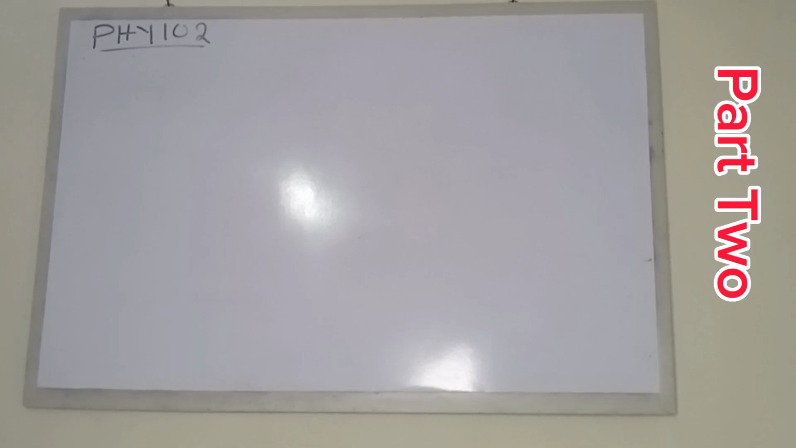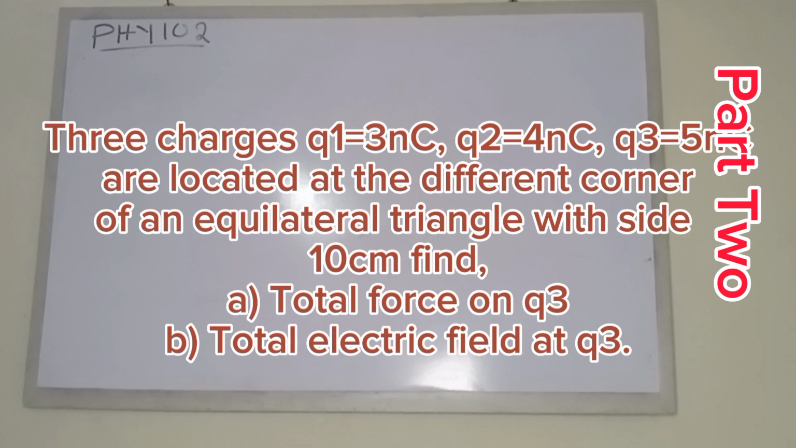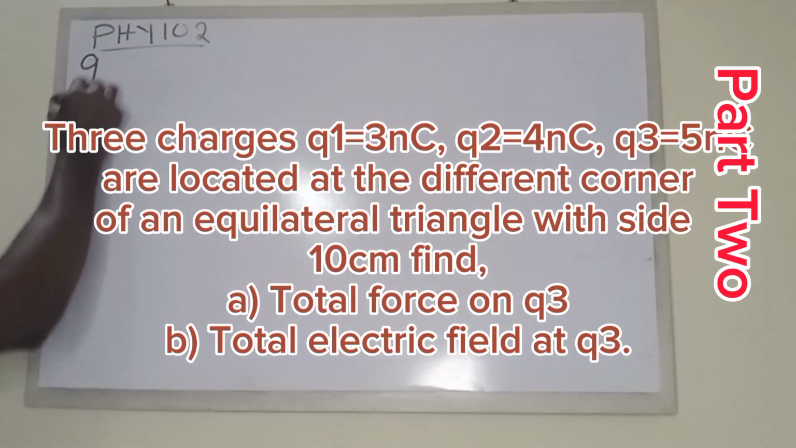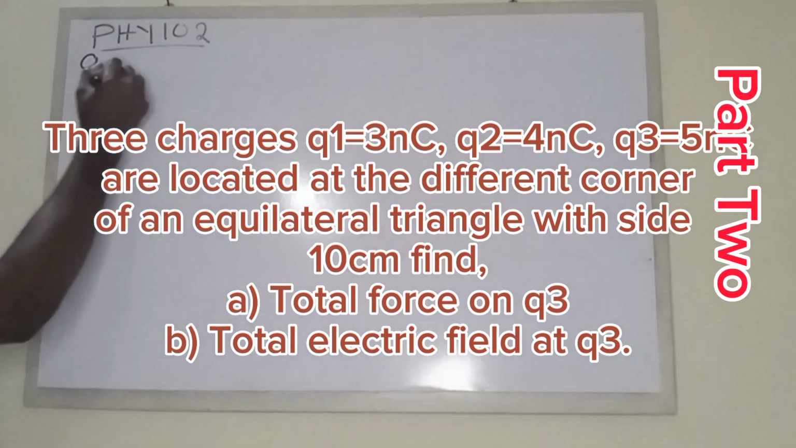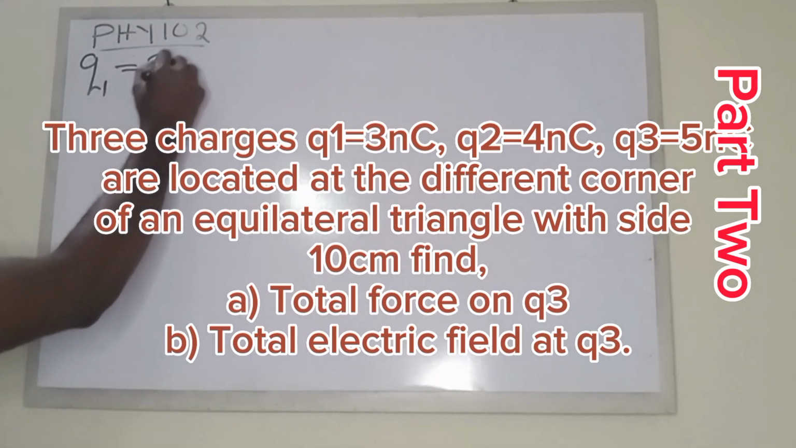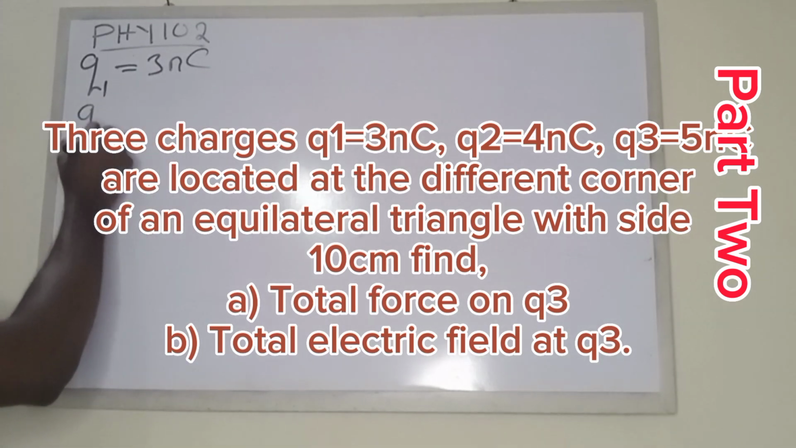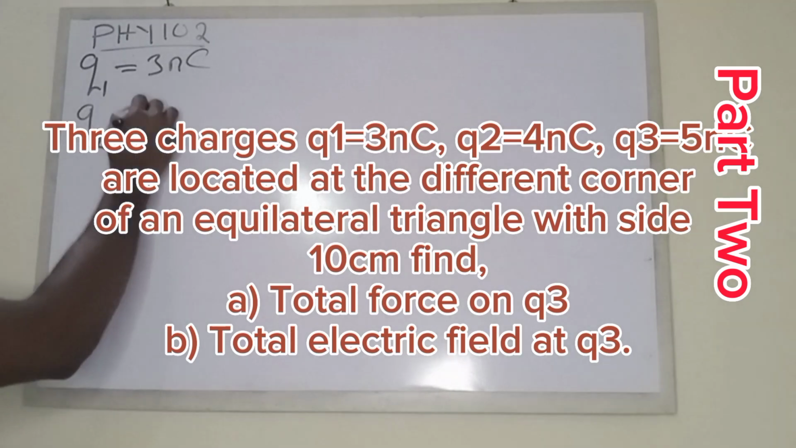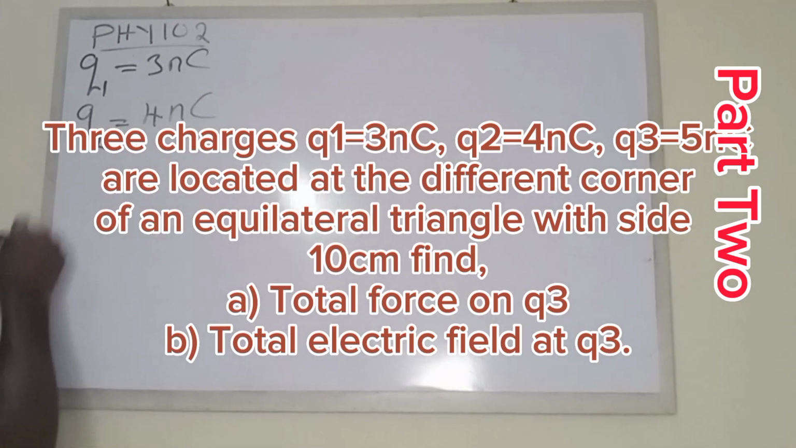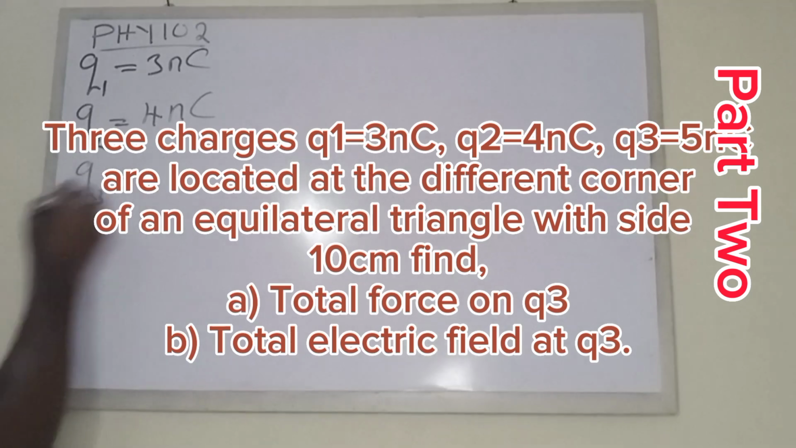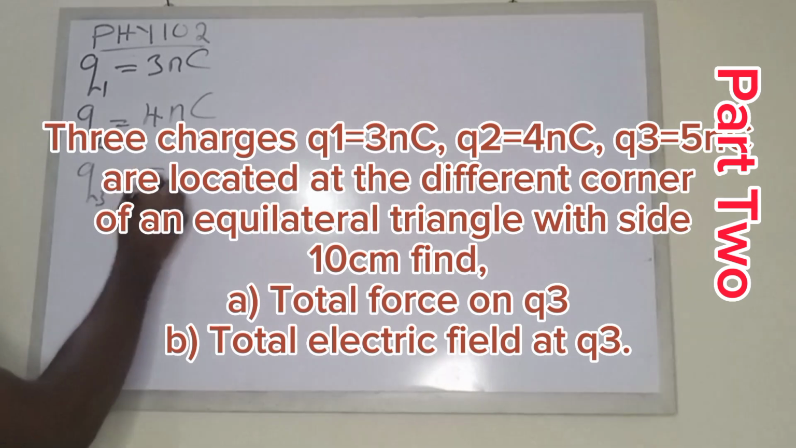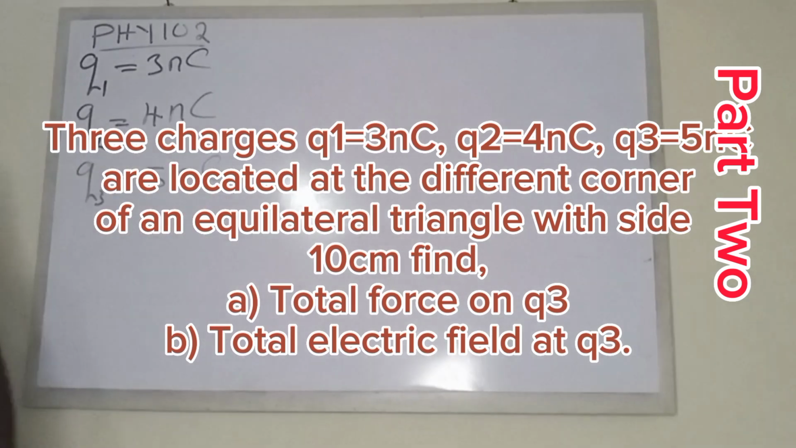The question says that three charges: Q1 is equal to 3 nanocoulomb, Q2 is equal to 4 nanocoulomb, Q3 is equal to 5 nanocoulomb.